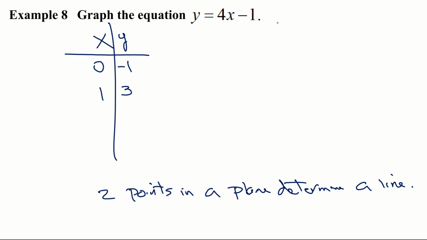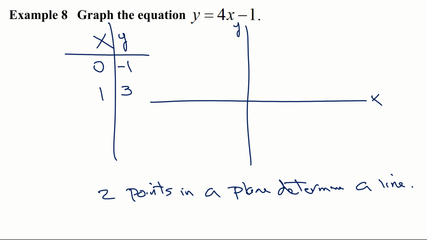Now all I need to do is graph those 2 points. So ordered pair 0, -1 is right here. And 1, 3, I would go 1 to the right, and then 1, 2, 3 up. Then all I just need to do is draw the line that goes through those 2 points. And there we have it. We know it's a straight line. Of course, mine doesn't look very straight, right? But it is. Just believe it. All right, and that's how we do that one.